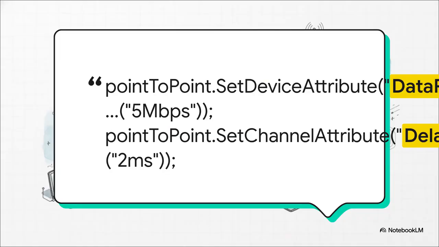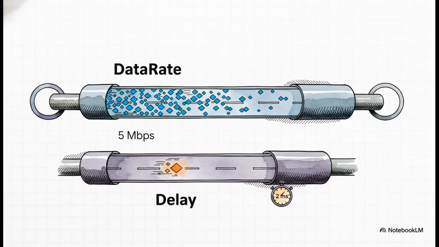We use another helper. This one's called the point-to-point helper, to define the physical properties of our virtual link. Here, we're setting the data rate to 5 megabits per second and the delay to 2 milliseconds. Let's break that down real quick. Data rate is simple. It's just the speed of the connection, how fast we can push bits through that virtual wire. Delay is the time it takes for a signal to travel from one end to the other. By setting these, we're actually modeling the behavior of real-world hardware.